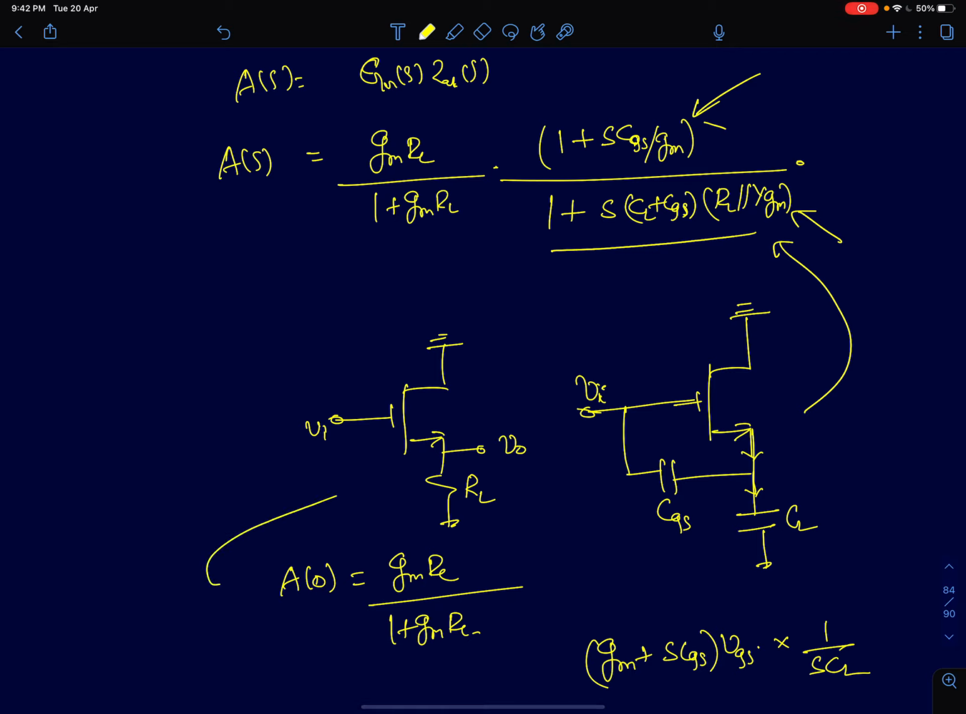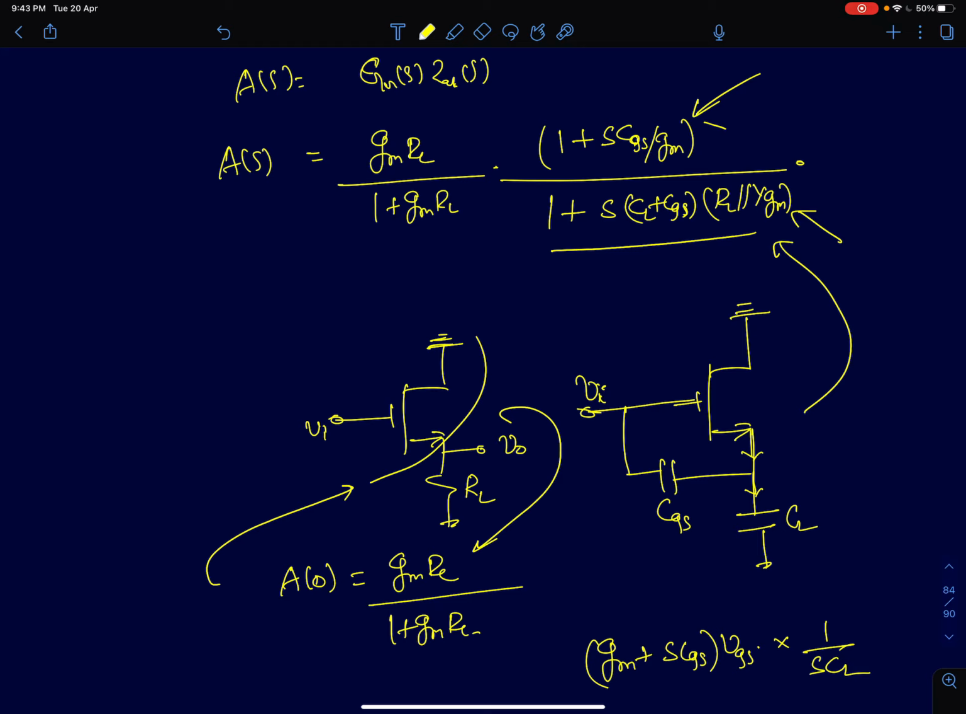So at DC here, I have open circuited all the capacitors. So it's a simple common drain amplifier, and we get this expression GMRL by 1 plus GMRL, and I have derived this a lot of times. We have derived it in multiple ways. So you get an expression GMRL by 1 plus GMRL.